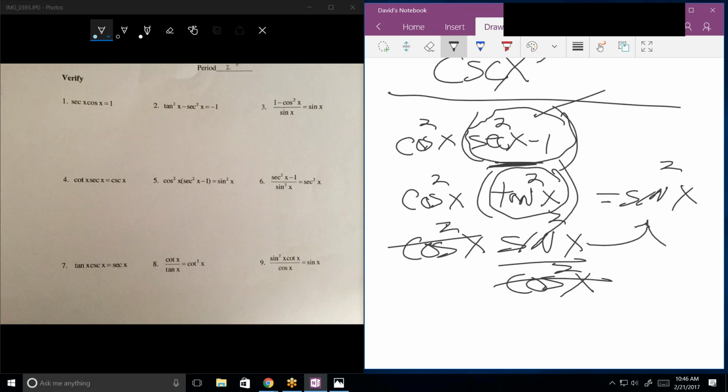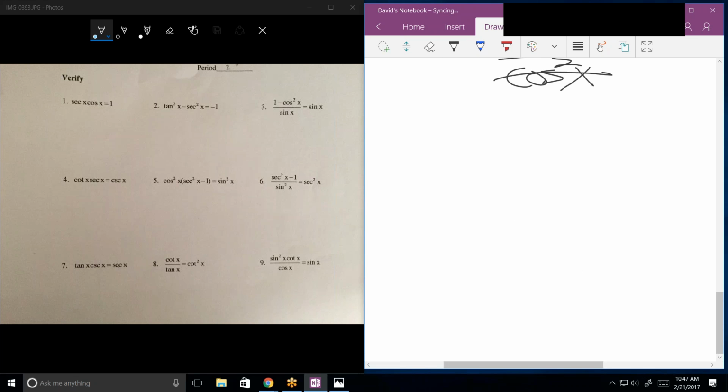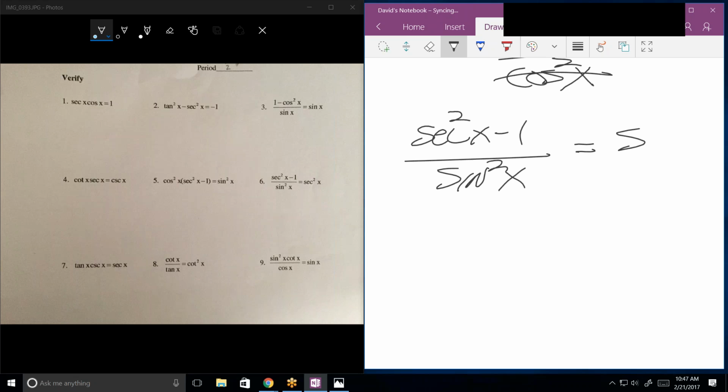And then once I turn it into tangent squared, well, now I'm looking at a cosine squared there, a sine squared there. Clearly, I want to use the quotient identity to get rid of the cosines. In other words, it's okay to look at what's on the right side. It's kind of a map as to what direction you want to go. But try not to manipulate what's on the right side. Okay, number 6. Secant squared x minus 1 over sine squared of x has to all equal that. Well, what are you going to do there?